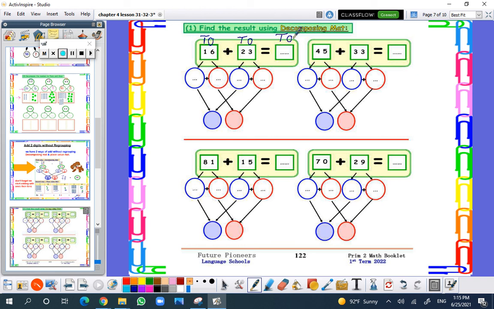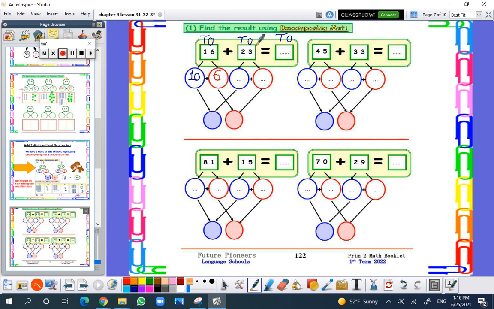The first step, I'm going to write T-O. 1 on the tens, so 1 on the tens will be 1 and 0. Great job. And what about 6 on the ones? I'm going to write 6 as it is without adding any zeros.